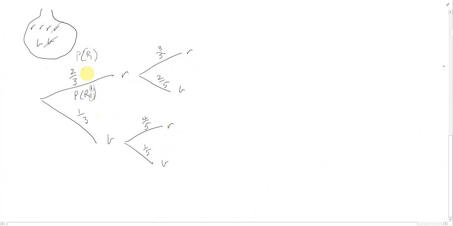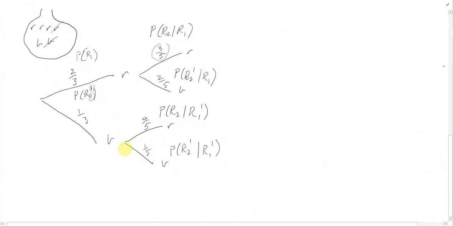Okay, this one here is the probability that we get a red on our second pick, given that we've already got a red on our first pick. This one here is the probability that we don't get red on our second pick, given that we got red on our first pick. This one here is the probability of getting red on our second pick, given that we didn't get red on our first pick. And this one is the probability of not getting red on our second pick, given that we didn't get red on our first pick.